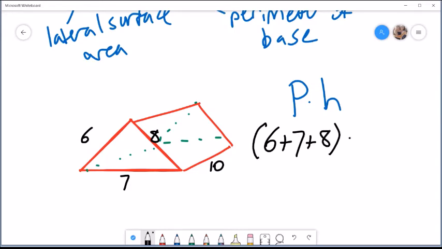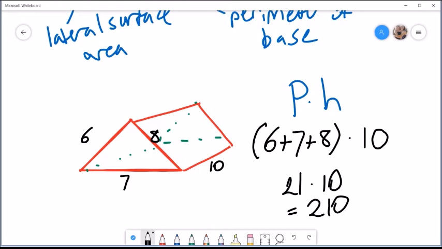Then we're going to have to multiply it by the height, which is the distance between the bases. In this case, it's this right here. So that's going to be our height of 10. Now we have to add all of these together. 6 plus 7 plus 8. 7 plus 8 is 15. 15 plus 6 is 21. 21 times 10, that's going to give us 210 as our lateral surface area.